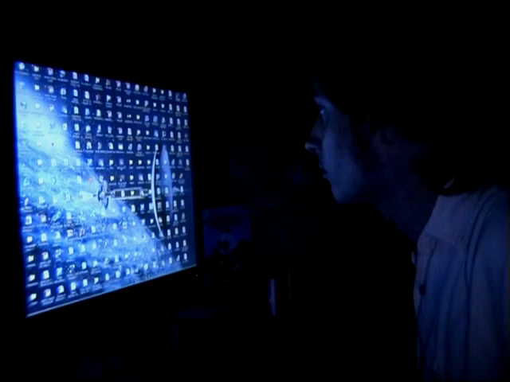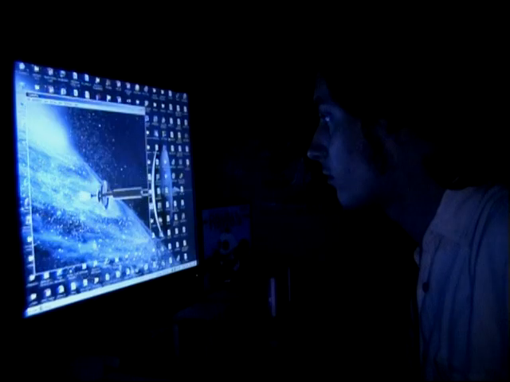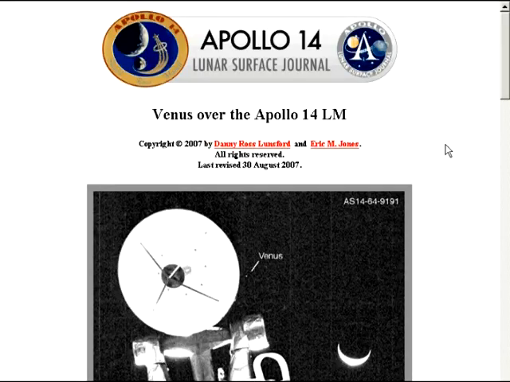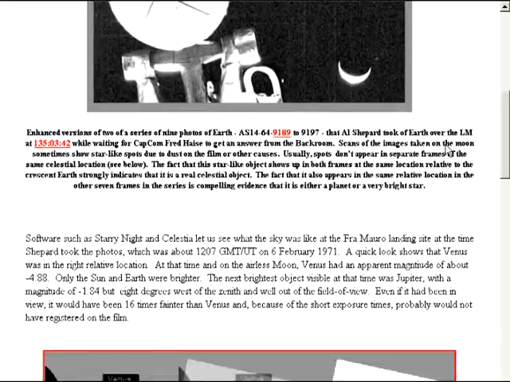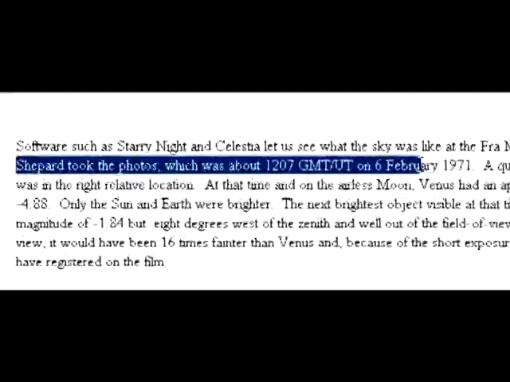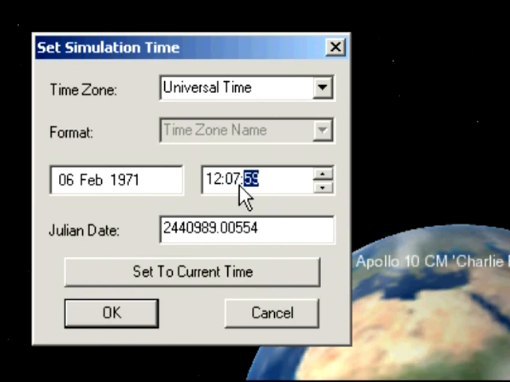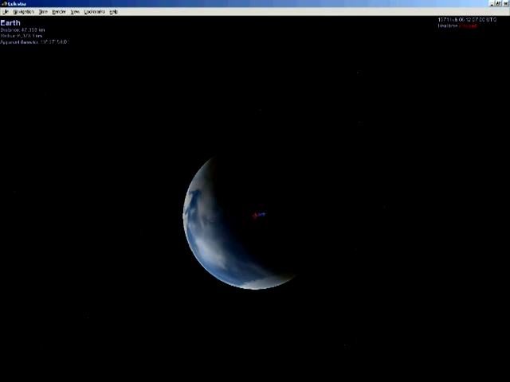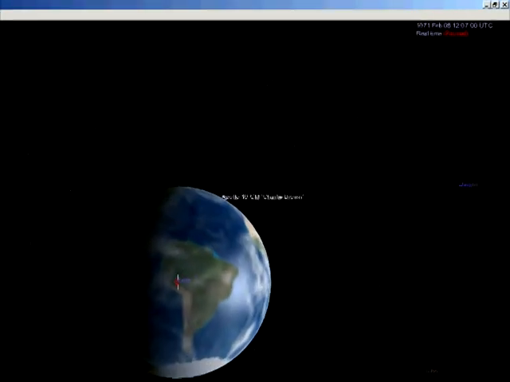Using a virtual simulator known as Celestia, we are going to try and recreate the shot. According to the Apollo Lunar Surface Journal, Shepard supposedly recorded these photographs at 12:07 hours Greenwich Mean Time on the 6th of February 1971. Knowing that, we just punch those details into Celestia and voila! We've travelled back in time to the moment when Al Shepard took this photo.